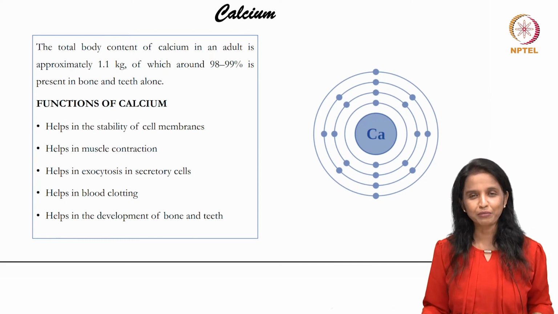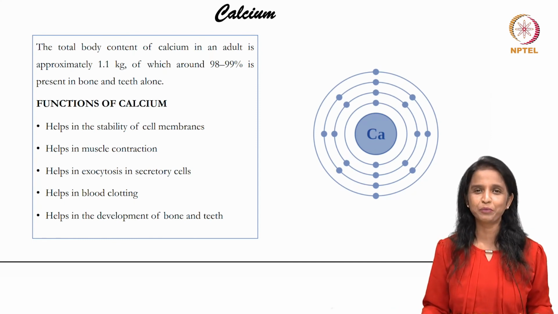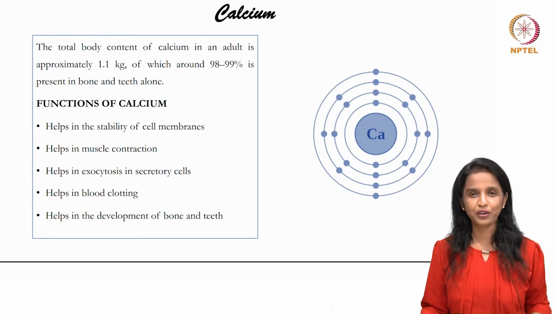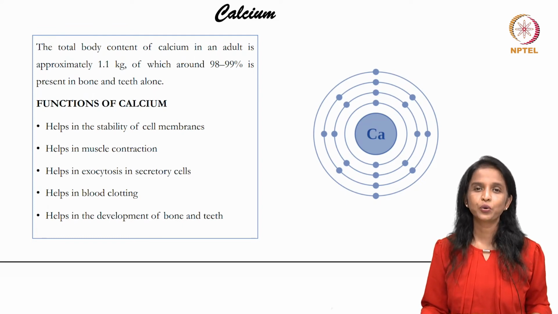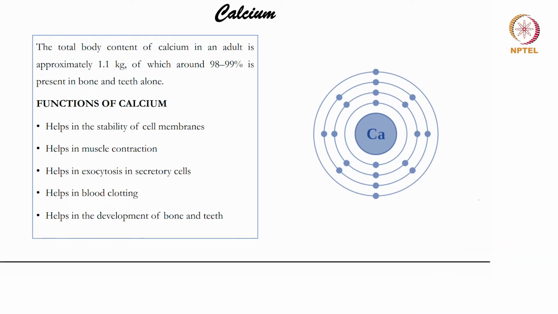Then one by one, the most important promoter agents. The first to know is calcium. Calcium is given a lot of importance in today's lecture because it forms the most important role in mineralization. The total body content of calcium is about 1.1 kg, and almost 98 to 99% of it is present in bone and teeth.